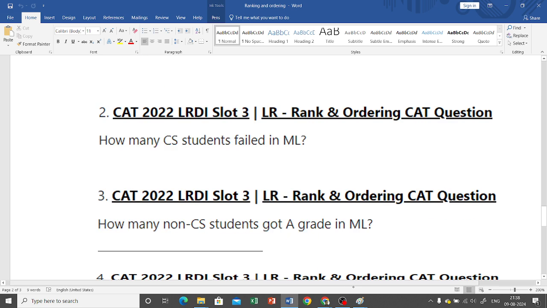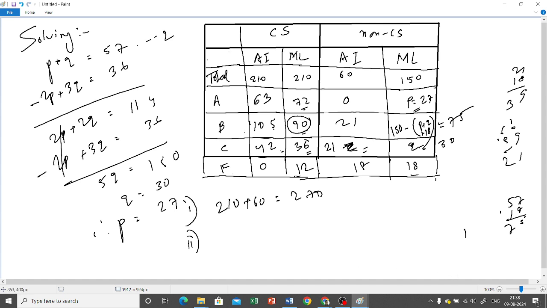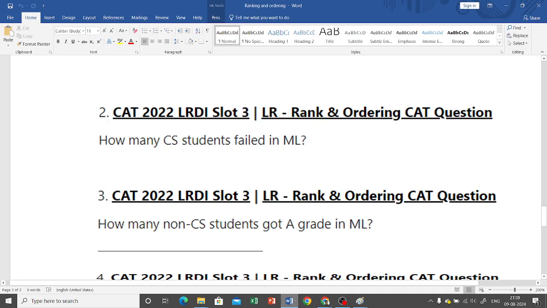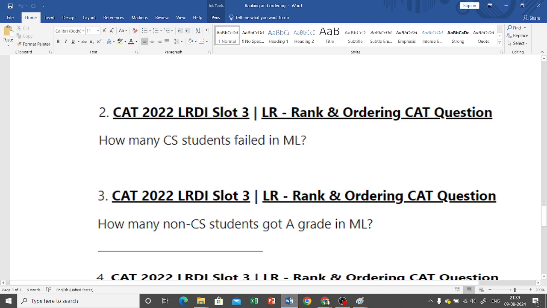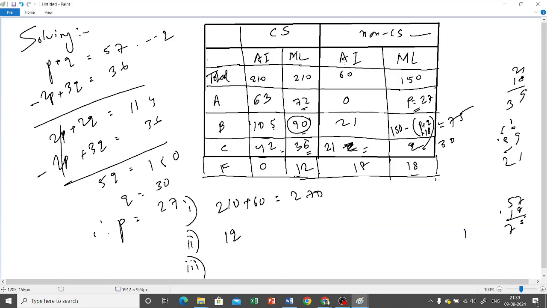How many CS students failed in ML? So CS here, ML here, failed in ML 12, right? Understood? 12. How many non-CS students got A grade in ML? Non-CS here, got A grade in ML, how much? 27. Is it 27?